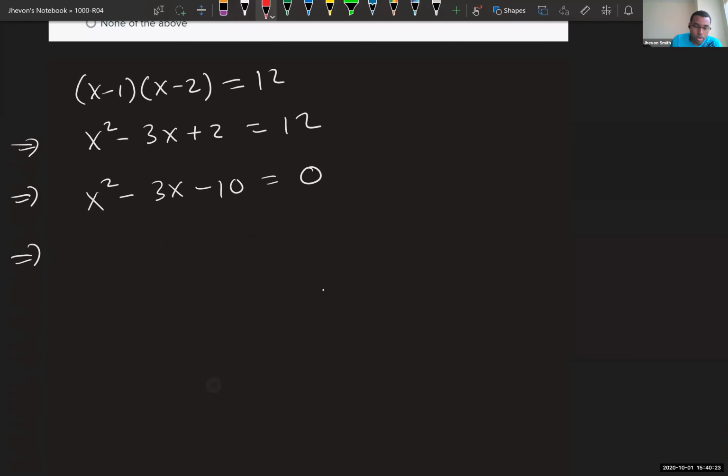The idea would be you would factor. And then you set each factor equal to 0 afterward. What does this factor into?